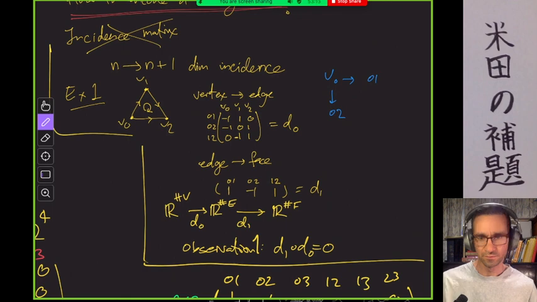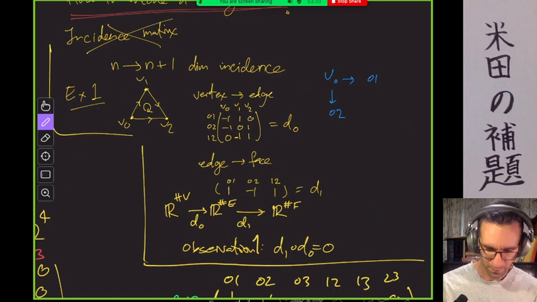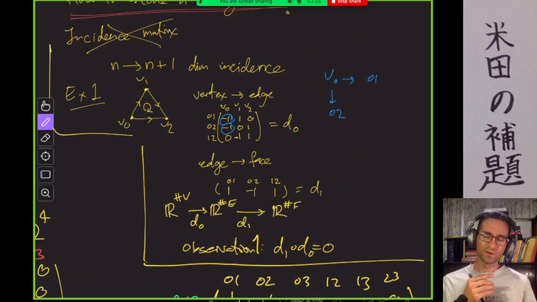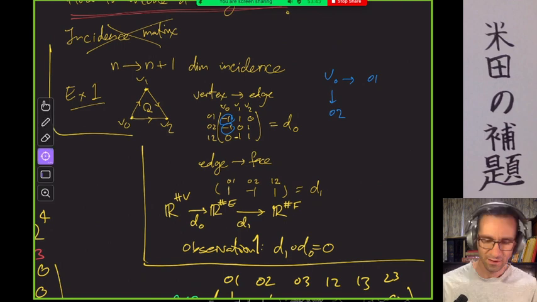So we get a -1 and a -1. But when we then look at how edges are incident with faces, edge 0,1 and edge 0,2 have opposite orientation. So despite both of these being -1s, when we compose with the next one, edge 0,1 and edge 0,2 have opposite orientations. So these cancel out. We get plus this, minus this.